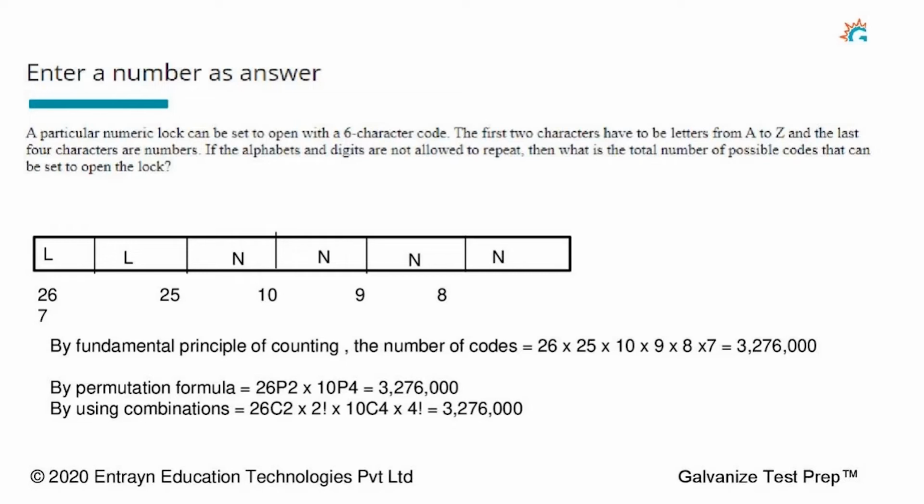So first 2 have to be letters, and it has to be a different character code, right? They are not allowed to repeat. The digits and alphabets are not allowed to repeat, which means the first letter can be chosen from any of the 26 alphabets in 26 ways. So 26 times, 25 times, 10 times, 9 times, 8 times, 7. This is the total number of codes that can be generated.